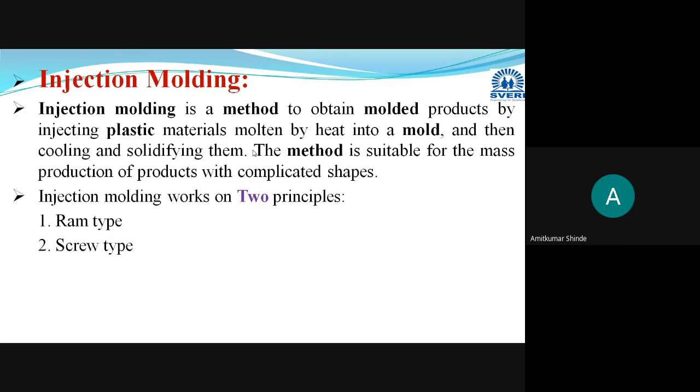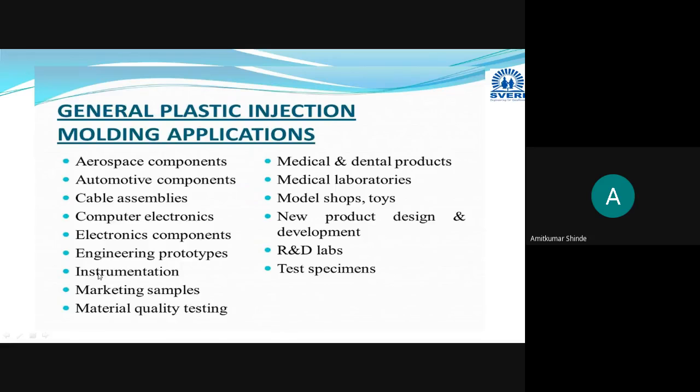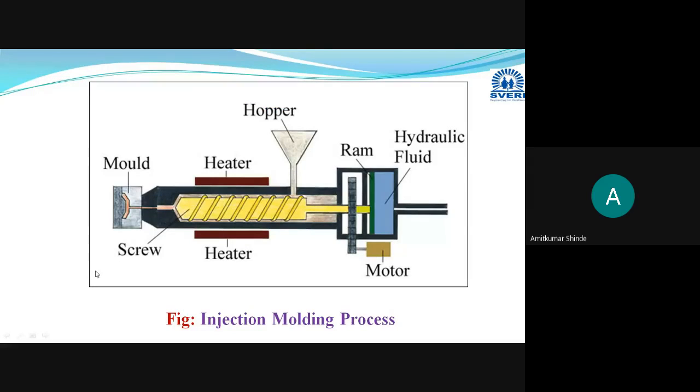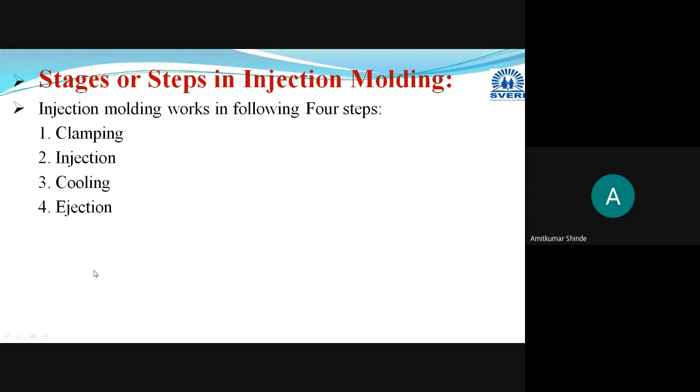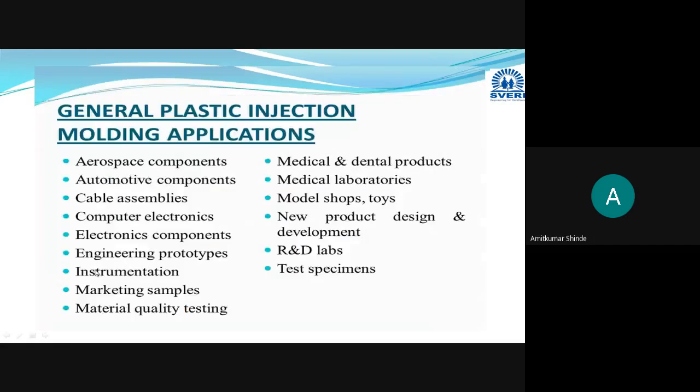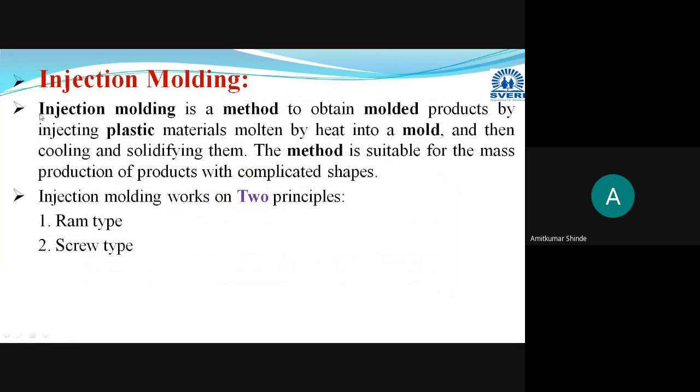One will be the ram type injection molding, and second is the screw type injection molding. These two types will be there. I will explain it with the help of two different diagrams. I have collected two different diagrams here: this is the ram type injection molding process, and this is the screw type injection molding process. But before starting this, I will explain how this injection molding is performed.